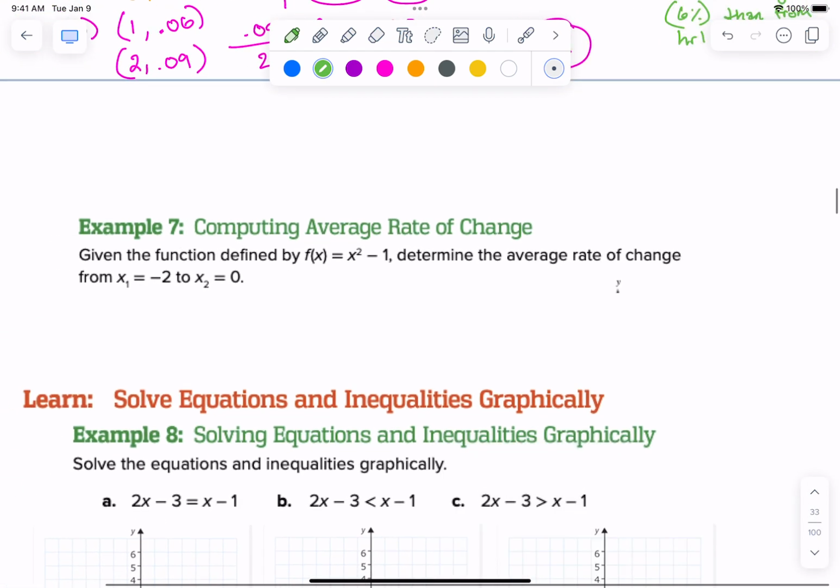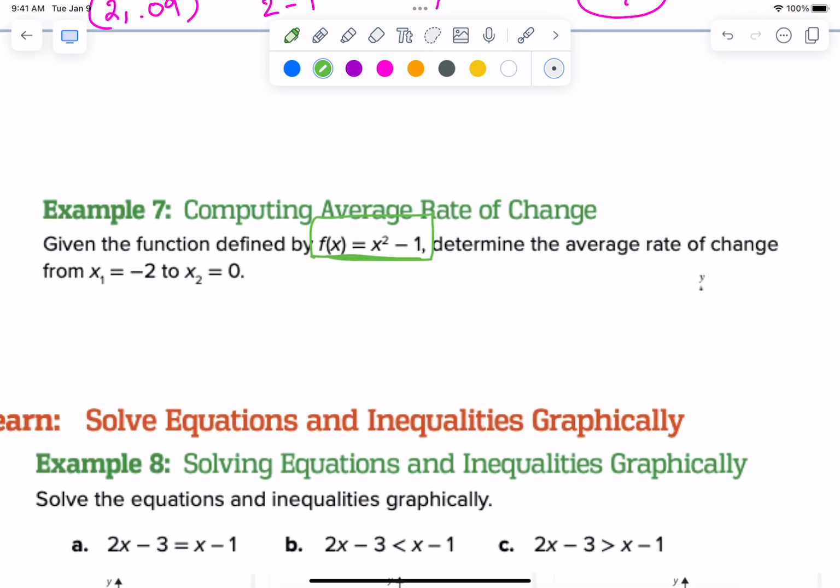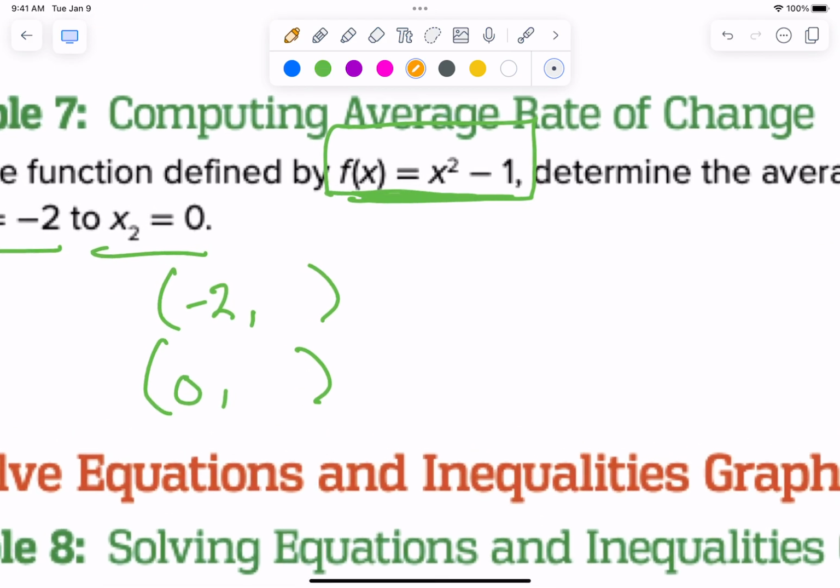Average rate of change again, except they're giving us not a graph, but an equation now. My algebra kids are doing this exact thing right now. Given the function defined by this equation, determine the average rate of change from -2 to 0. That means -2 comma something and 0 comma something. We're going from -2 to 0, and all I have to do is plug them in to find the y coordinate and then do the slope.